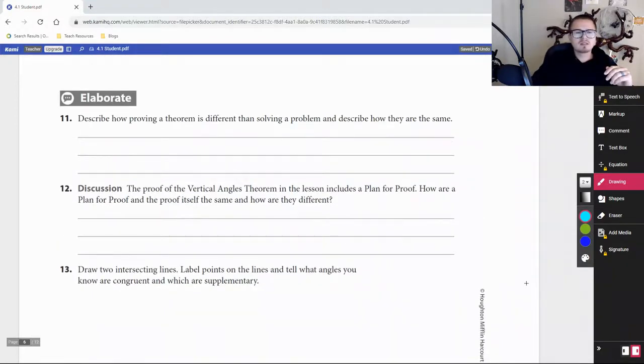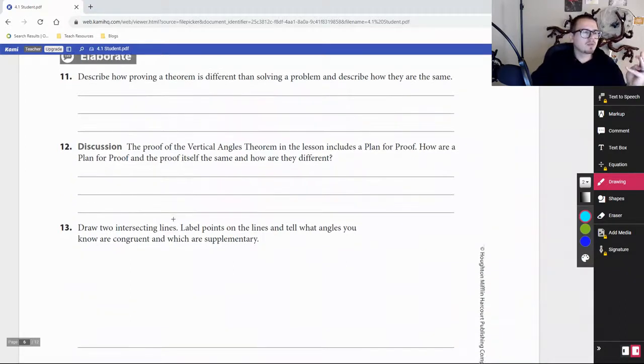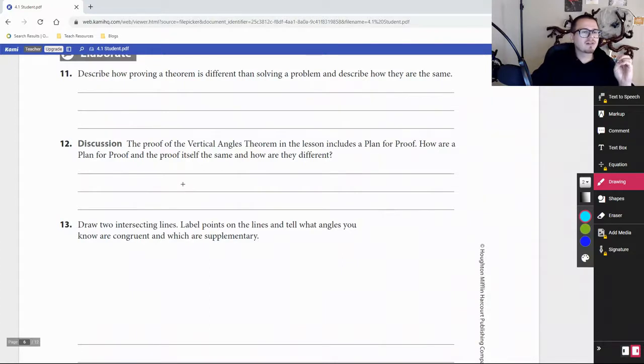Let's go down a little bit. So proving a theorem is different than solving a problem. Well, a theorem is just like a general statement. It's something that you can use in multiple cases. It helps you justify and prove your reasoning to do what you do, to solve. Whereas problems are like, this is a specific case, a specific situation. That's really the difference.